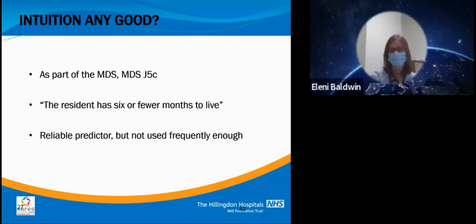So part of the MDS, this minimum data set, was whether the resident has 6 or fewer months to live. If that box was ticked, 50% of patients had died in a month, and 83% had died at 6 months, compared to patients where that wasn't ticked. Only 5% of those patients had died in a month, and only 15% versus 83% had died in 6 months.